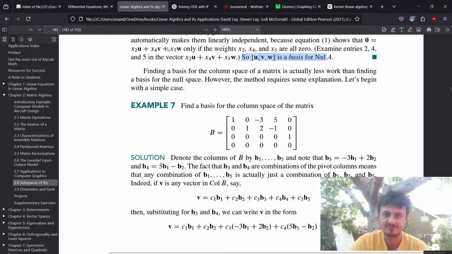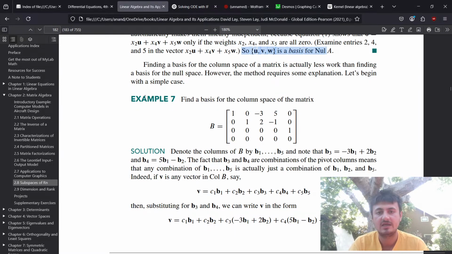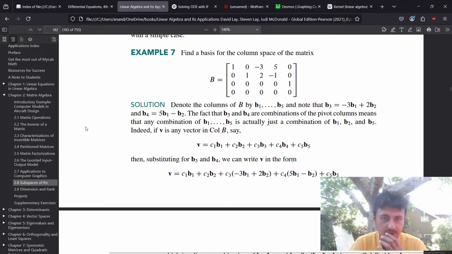All right, now finding a basis for the column space of A is actually less work than finding the basis for the null space. However, the method requires some explanation. Let's go. Find a basis for the column space. I mean, it's already in echelon form. It's clearly just going to be... note that B3.